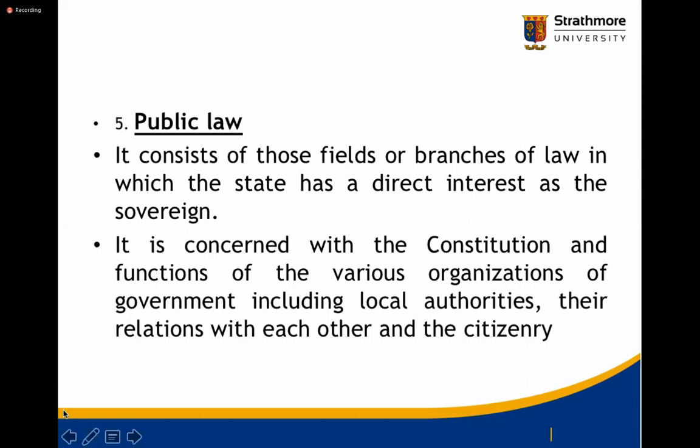So we have said that public law is about the functions of government and how government is performing these functions. It regulates the relationship between private citizens and their government.